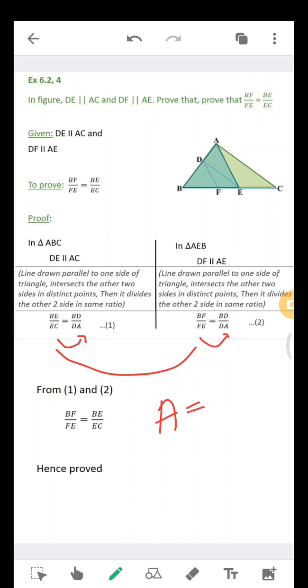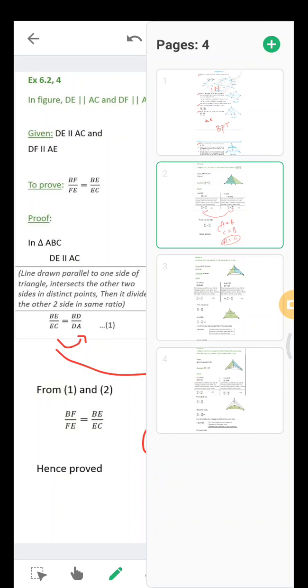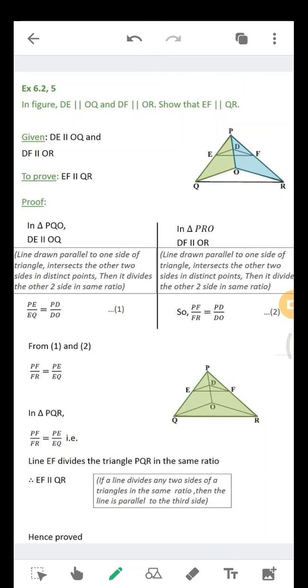If A is brother of B and C is also brother of B, then who are A and C? A and C are also brothers. We learned this concept in 9th class. So from 1 and 2 we get BF by FE is equal to BE by EC. Hence we got our RTP. We proved it. This is the way we are going to solve question number 5 also.